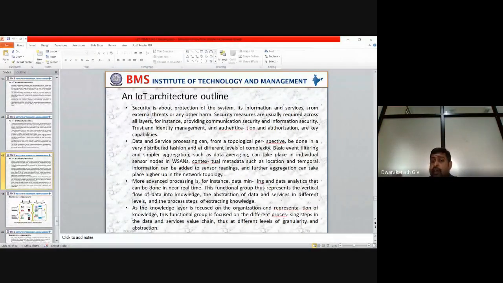This functional group is focused on different processing steps in the data and services value chains. Thus, at different levels of granularity and abstraction, we are going to extract the data. Now, this is the overall IoT project.